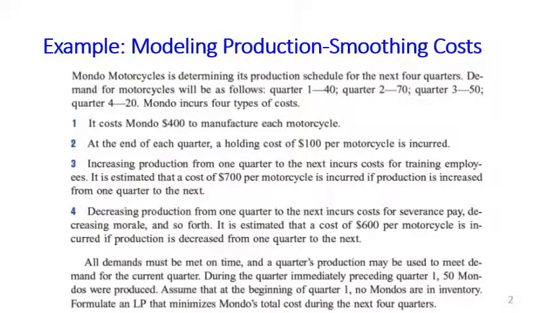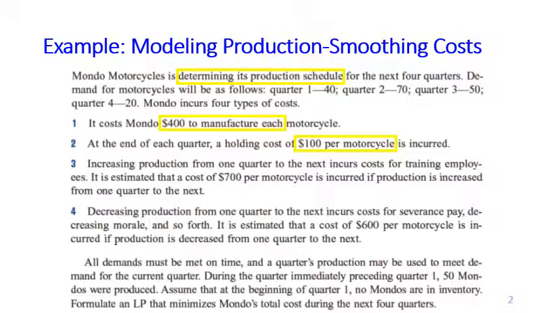So in this case, Mondo motorcycles need to determine its production schedule. So you know that the decision variable should be about the production schedule, which means how much they produce at quarter one, how much they produce at quarter two, and so on. There's the information about the demand for each quarter, and then let's take a look at the cost. The first cost is $400 to manufacture or to produce each motorcycle.